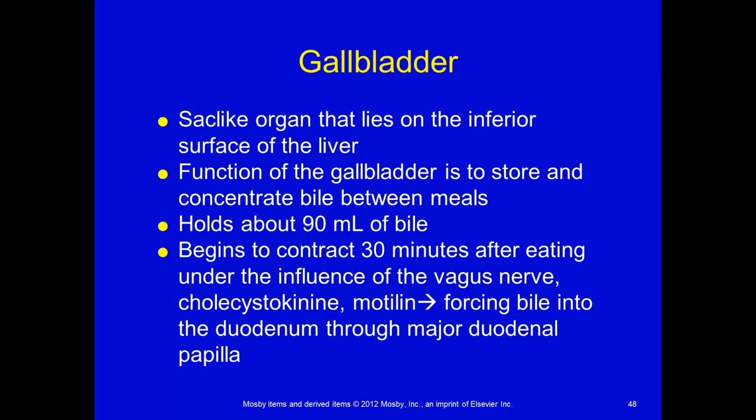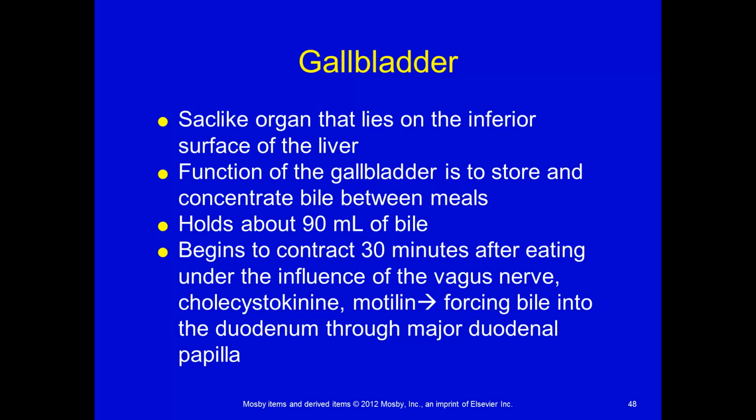Okay, so now we're going to move to a totally other organ, and that is the gallbladder. Pretty straightforward organ. It's a sac-like organ that lies on the inferior surface of the liver, so underneath. As we mentioned already in class today, the function of the gallbladder is to store and concentrate the bile that is being secreted by the liver between meals when the bile is not necessarily needed in the small intestine. The max volume that the gallbladder is able to hold is about 90 milliliters. Interestingly, the gallbladder is filled in between meals and it begins to contract 30 minutes after eating under the influence of the vagus nerve and some other hormones like cholecystokinin and motilin.